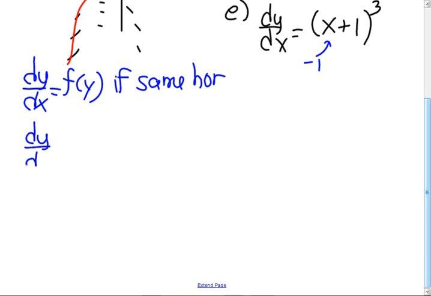Well, let me write this down. dy dx, if that's equal to some function of x and no y's, it's the same vertically. If you have them both, then the slope field is going to be changing at every single point in the graph.